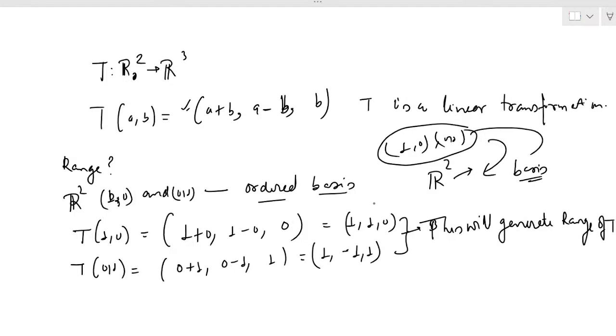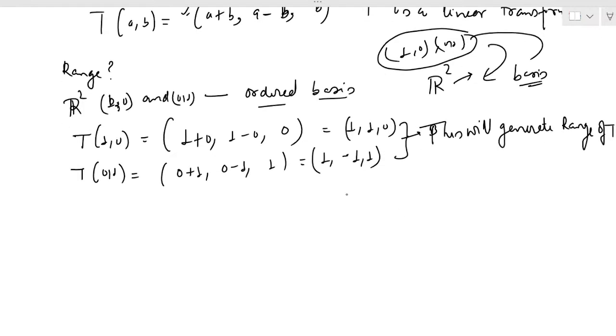Okay, I'll teach you. I think I've forgotten to teach you, but remember that this will generate your range of t. Is that clear? And if this generates your range of t, then what will happen? I can write anything in the form of a linear combination of these two vectors, that is (1, 1, 0) and (1, -1, 1).